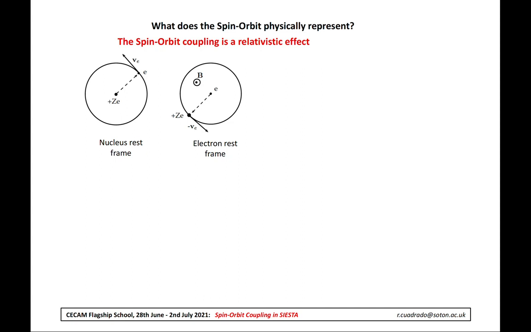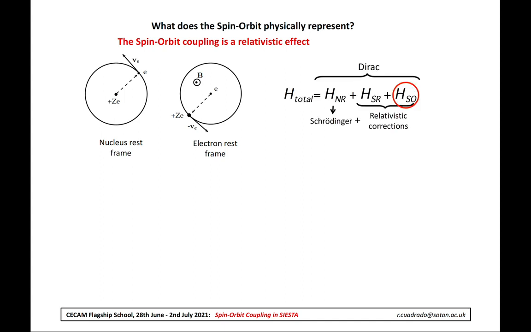What does the spin orbit physically represent? The first thing we have to know is that the spin orbit coupling is a relativistic effect and arises from the interaction between the intrinsic magnetic moment of the electron and the magnetic field seen in its orbital motion around the nucleus. Regarding the Hamiltonian to perform a DFT calculation, we can have two kinds of relativistic approximations.